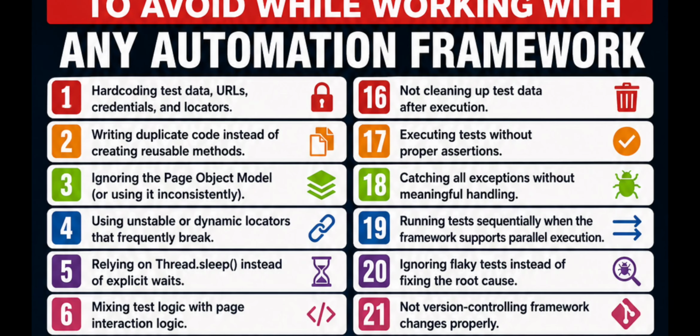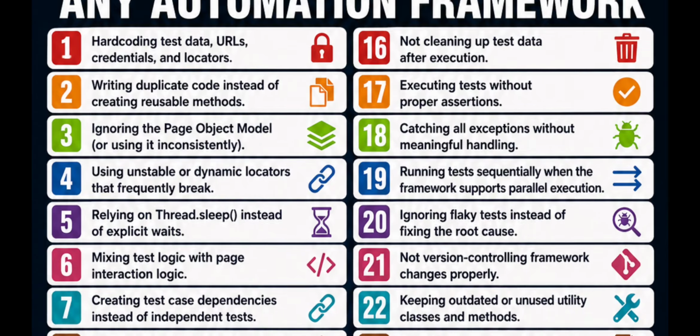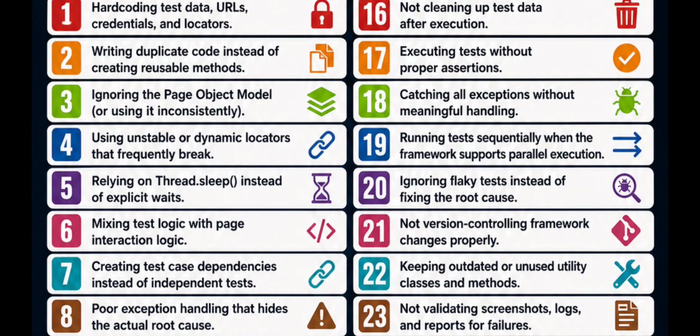And the fourth point that you need to avoid while working with the framework is using the unstable or dynamic locators that frequently break. Okay, all these are the mistakes that you should avoid. So please ensure all these points are properly updated and properly maintained while working with automation framework. And the fifth point that you need to avoid is relying completely on the Thread.sleep method instead of using the explicit waits.